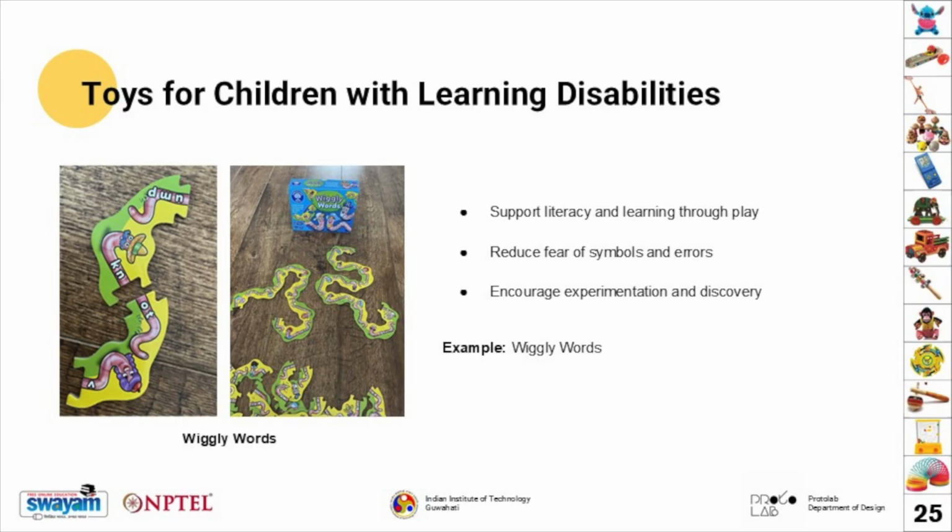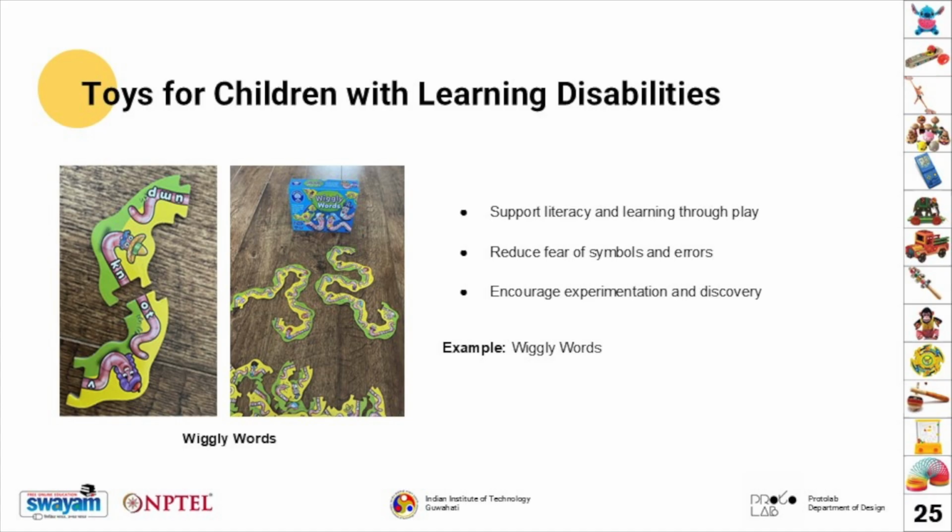Children with learning disabilities may struggle with reading, writing, or symbol recognition. Traditional learning tools can create anxiety around mistakes. The Wiggly Words toy addresses this through playful interaction with letters. Instead of fixed alphabets, letters are designed to be flexible and manipulable. Children can bend, twist, and arrange them freely.